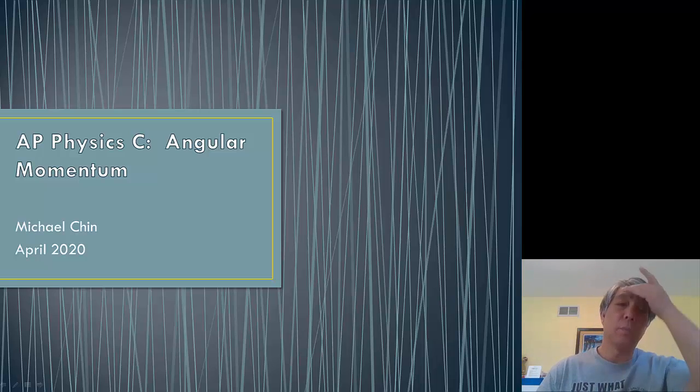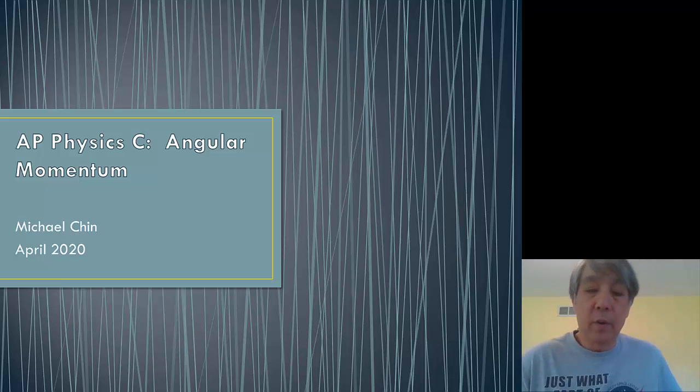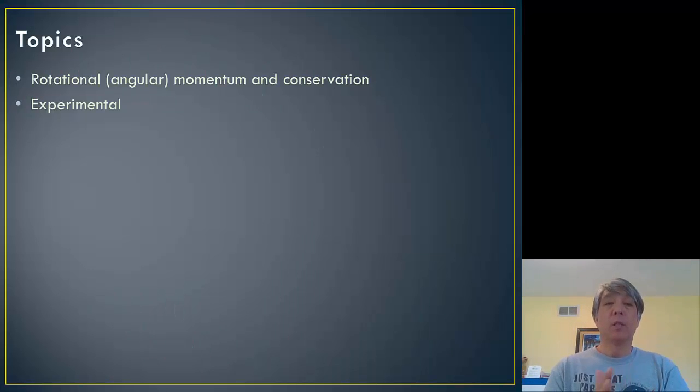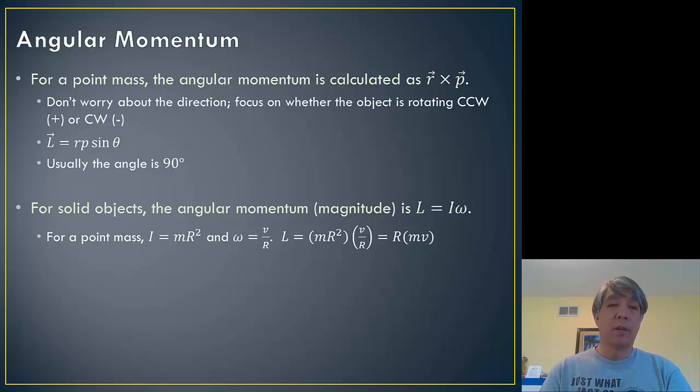Hi, this lesson is going to be on angular momentum, and it's a review of what we've covered during the year. Okay, so what I'm going to cover is rotational momentum and its conservation, and we'll talk briefly about experimental aspects of this at the end of these slides. Okay, first off, objects that are rotating also have angular momentum.